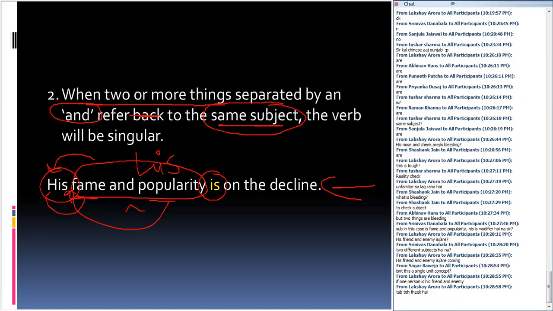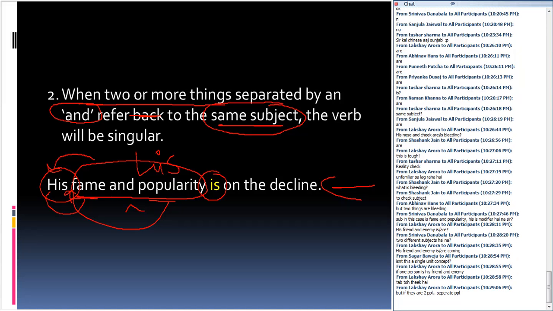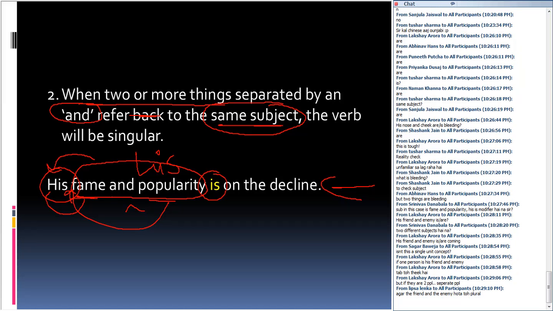Okay, you are saying if one person is his friend and one person is the enemy. Okay, if there are two separate people, then you should rephrase the sentence. Sentence को थोड़ा सा different तरीके से लिखना चाहिए. His friend as well as his enemy, या his friend along with his enemy. मेरे ख्याल से ऐसा कुछ होना चाहिए.